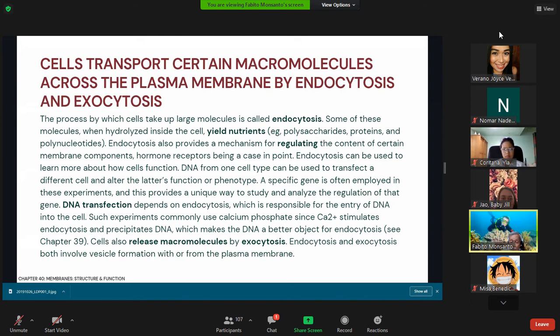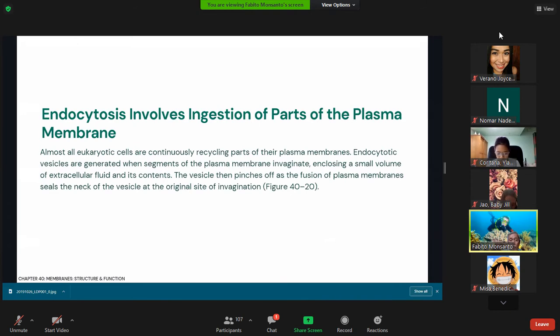Endocytosis and exocytosis. Okay, for these are large molecules, so macromolecules, like polysaccharides, proteins, polynucleotides. Okay. Endocytosis involves ingestion of parts of the plasma membrane. Sometimes endocytosis is also called cell drinking. The cell is drinking. Okay.